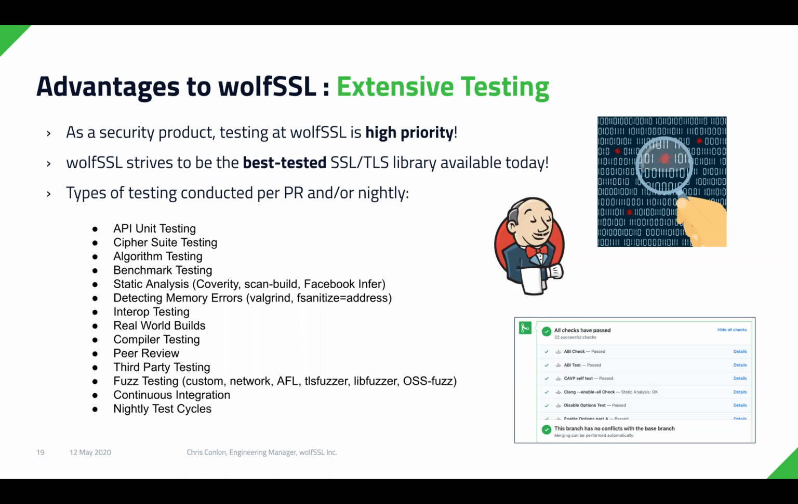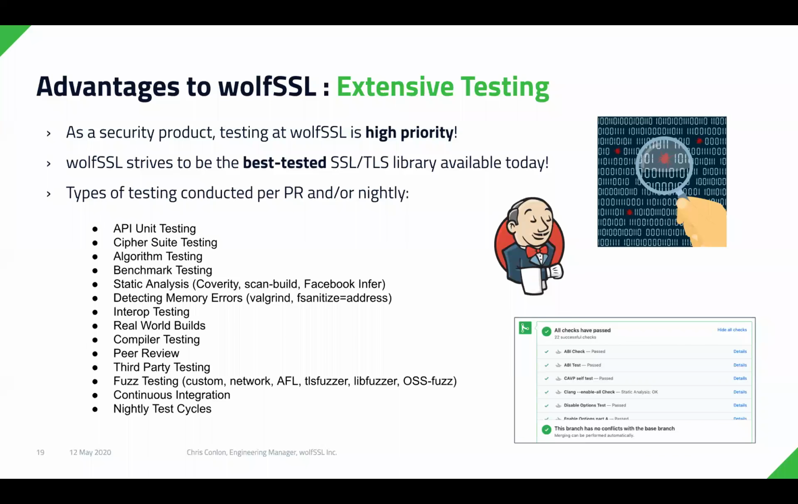And so we use Jenkins on the back end to test on each pull request that we open on wolfSSL, as well as doing more lengthy nightly test cycles. So we do everything from API unit testing to Cipher Suite testing. We do benchmark testing, so we make sure we don't slow the library performance down. We do static analysis with tools like Coverity, ScanBuild, and Facebook Infer. We do memory testing with Valgrind and Clang's fsanitize address. Interop testing against other TLS implementations.